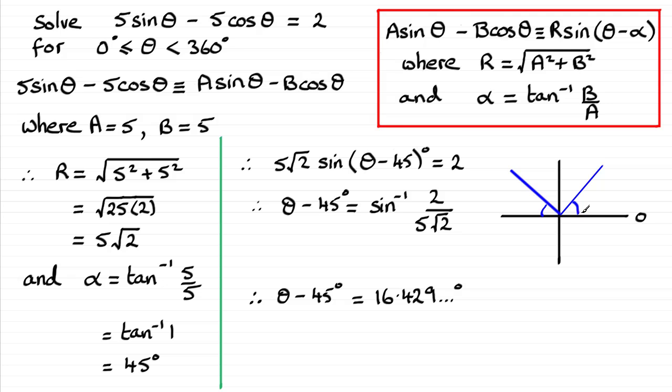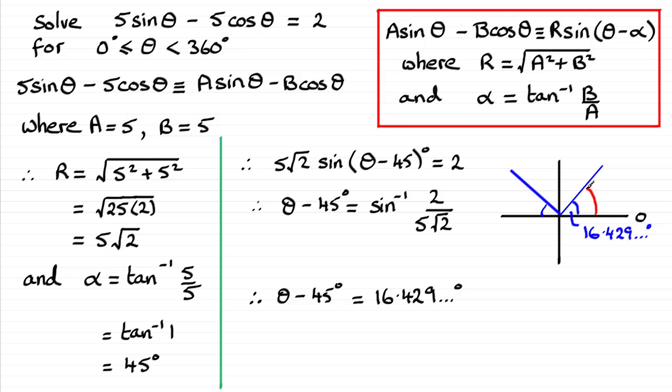And when we did the inverse sine of theta minus 45 degrees, we got 16.429. So that's going to be this angle in here. It's not drawn to scale, but hopefully it just gives us an idea of what's going on. So we want one of those angles. This is one of them.